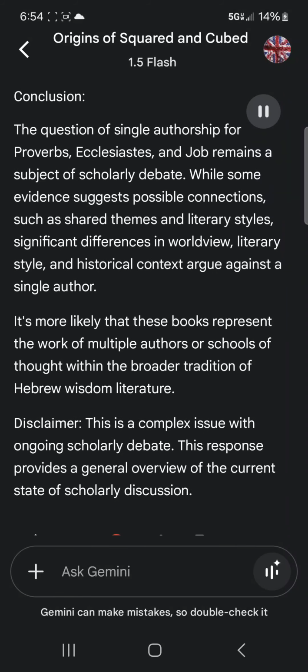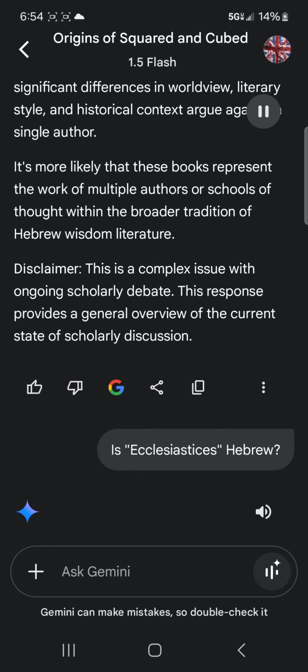Conclusion. The question of single authorship for Proverbs, Ecclesiastes, and Job remains a subject of scholarly debate. While some evidence suggests possible connections, such as shared themes and literary styles, significant differences in worldview, literary style, and historical context argue against a single author. It's more likely that these books represent the work of multiple authors or schools of thought within the broader tradition of Hebrew wisdom literature. Disclaimer. This is a complex issue with ongoing scholarly debate. This response provides a general overview of the current state of scholarly discussion.